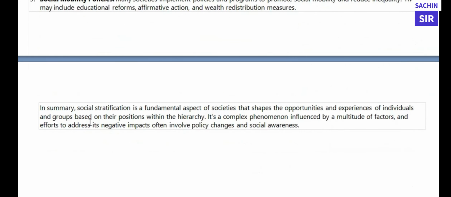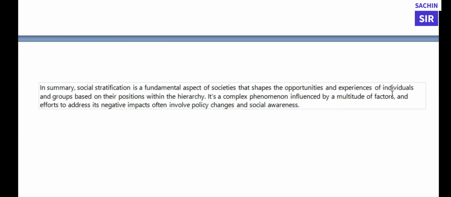In summary, social stratification is a fundamental aspect of societies that shapes the opportunities and experiences of individuals and groups based on their positions within the hierarchy. It's a complex phenomenon influenced by a multitude of factors, and efforts to address its negative impacts often involve policy changes and social awareness.